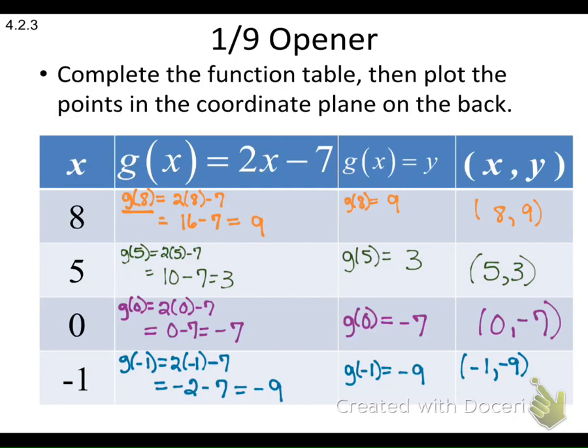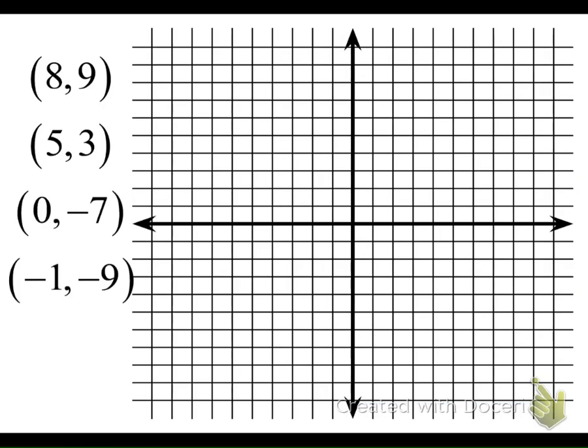Okay, so what you're going to do is now flip your opener over, and we're going to plot those ordered pairs. Now, y'all, you have this all down, right? Okay, so the ordered pairs are there for us. Good. All right, so our first ordered pair was 8, comma 9.